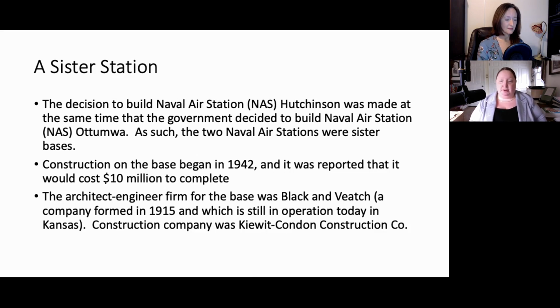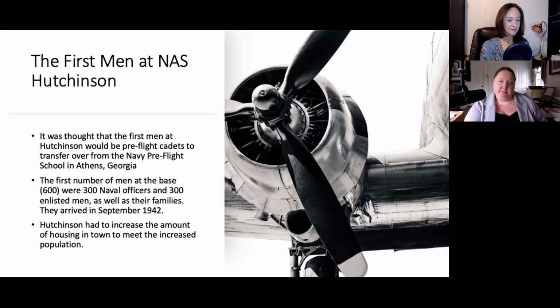We know also from the papers that there was an architect engineer firm which built the base called Black & Veatch, which is still in operation in Kansas today. It's a company from 1915. So if any of our Kansas listeners are familiar with this company, they were the architect and engineers for Naval Air Station Hutchinson. And then the construction company was Kiewit Condon Construction Company, which I think is also still in business in the Midwest today. So for anybody that's listening that has an interest in Kansas and the histories of some of these older companies, it was nice to identify exactly, here's the cost, here's the design, and here's the company that did the building, which is really cool.